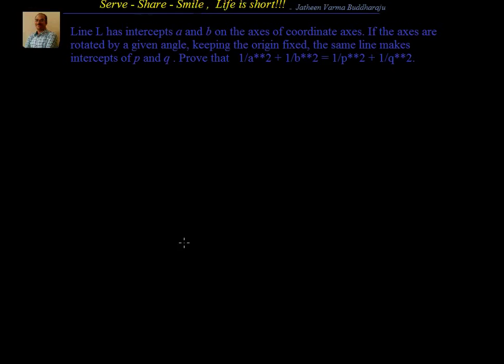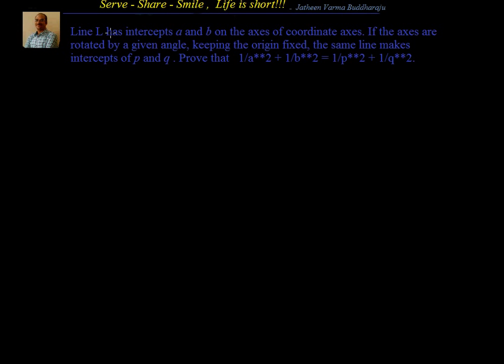In this session, let's try to solve this interesting example related to equation of straight lines. We have been given line L has intercepts a and b on the coordinate axes. If the axes are rotated by a given angle, keeping the origin fixed, the same line makes intercepts of p and q. Prove that 1 by a square plus 1 by b square equals 1 by p square plus 1 by q square. So let's try to understand this by drawing the graph and see what they are saying.